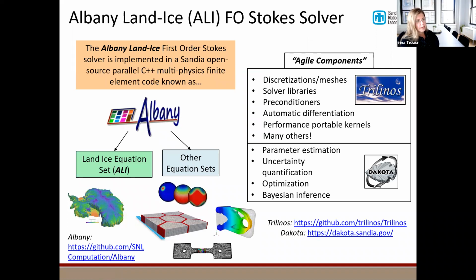Albany Land Ice is implemented within a code we have called Albany, which is an open source parallel C++ multi-physics finite element code. It's available on GitHub at this URL down below.